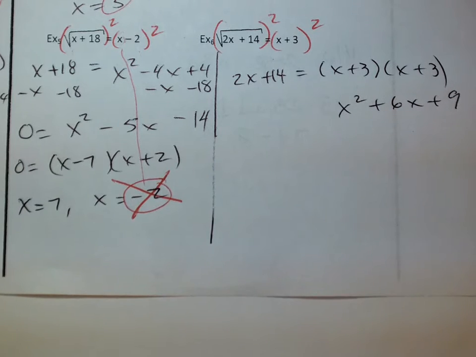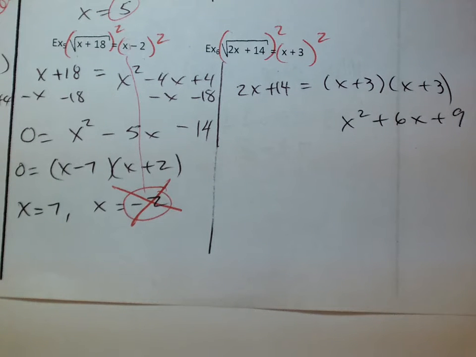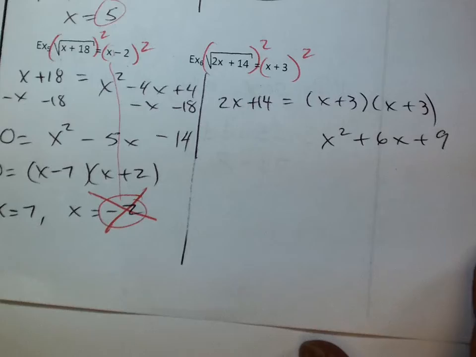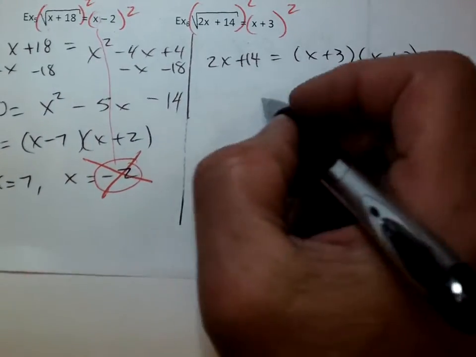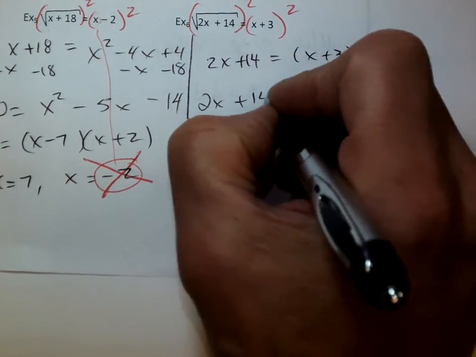I mean, you guys, you can FOIL in your head. Can you FOIL in your head? You're smart enough to do that, right? It's like backwards factoring, right? Okay, let's see what we got here. So now I've got a 2x plus 14 equals that.